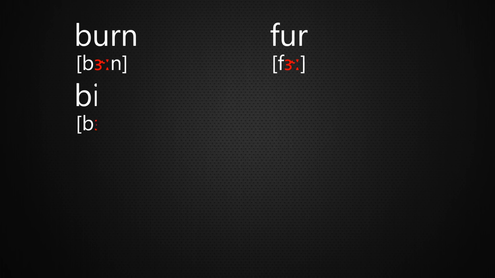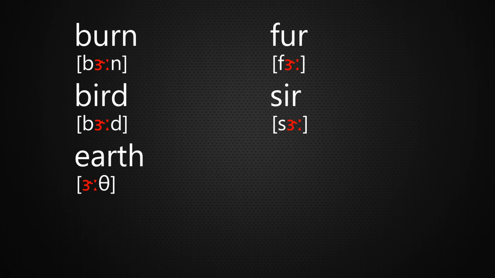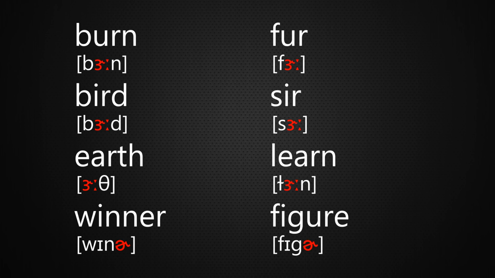Look at these four word pairs: burn, fur, bird, sir, earth, learn, winner, figure. In American English, the combination sounds with R all sound more or less the same, but Kmac pronounces them differently, even if just slightly. Burn and fur.